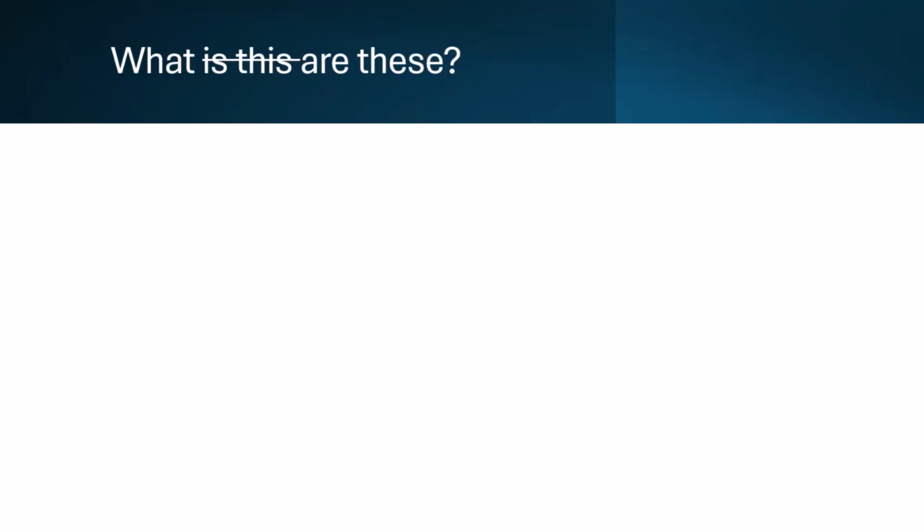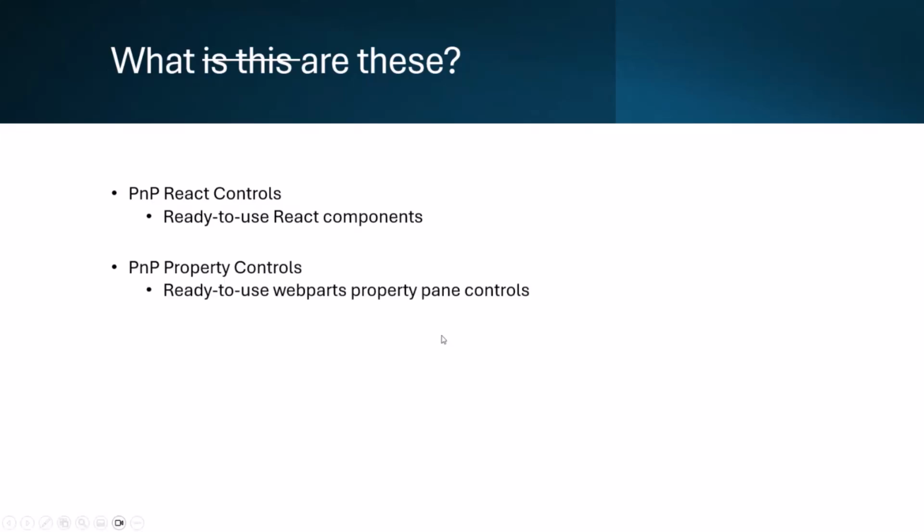So it's not about what is this, but what are these? Because when you're referring to PnP React reusable controls, you are referring to the PnP React controls, which are ready-to-use React controls, and you are also referring to PnP property controls, which are ready-to-use property pane controls. They both are based on the SPFx ecosystem, and versions 2 or 3 are focused on SharePoint Online.